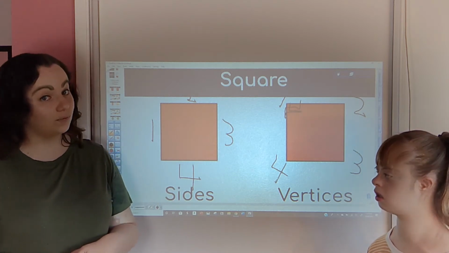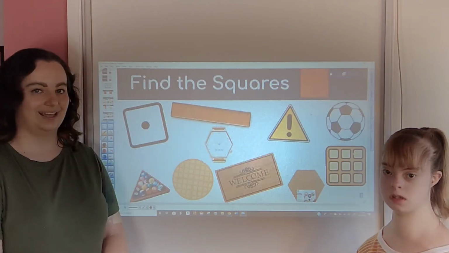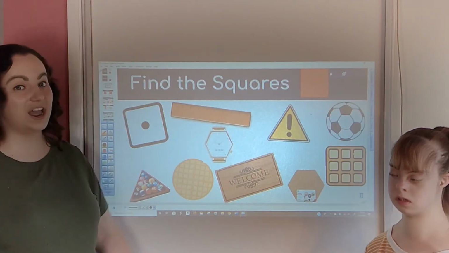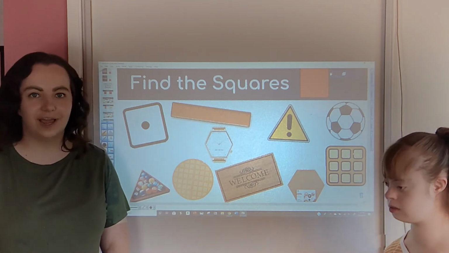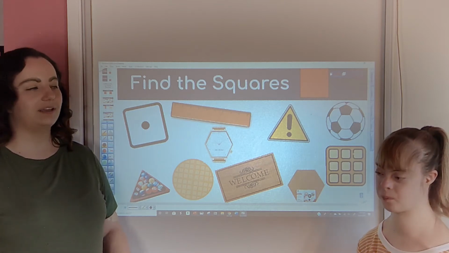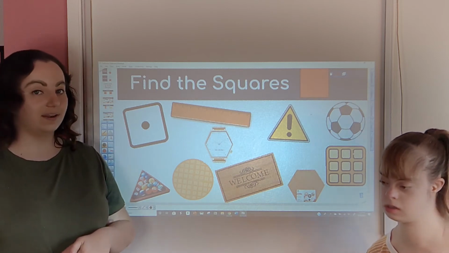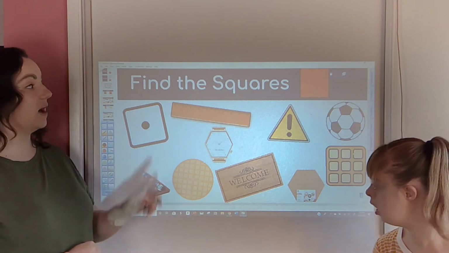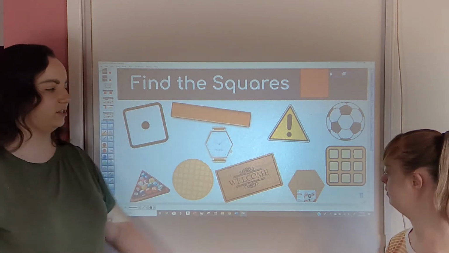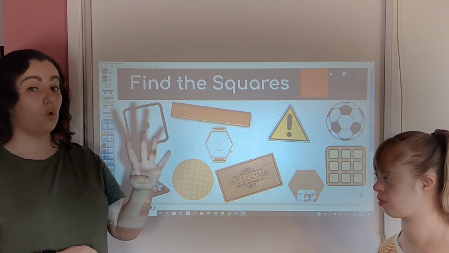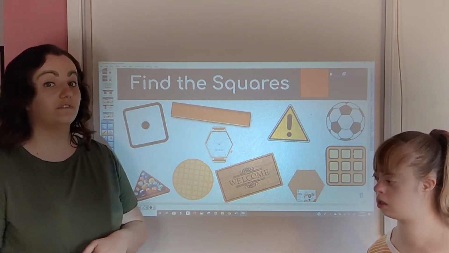Let's have even more practice looking for squares in real life. Up here, we have a fun picture that's full of other pictures of things you might see in real life, okay? I want to give you quite a bit of think time. Kaylee and I will be quiet. I want you to find the squares, okay? Which of these pictures or objects has four equal, meaning same size, sides, with four vertices?